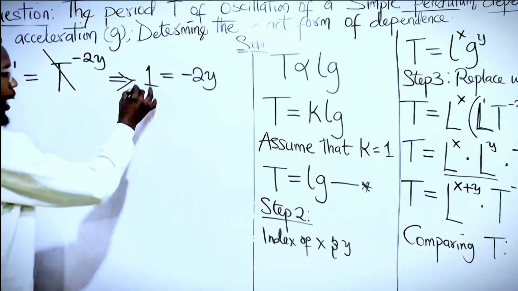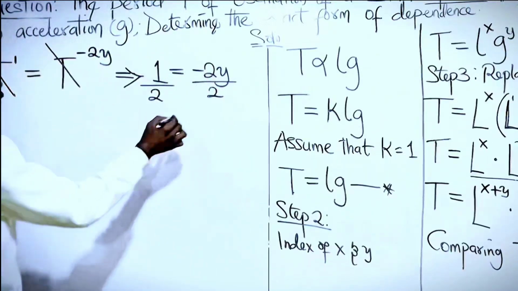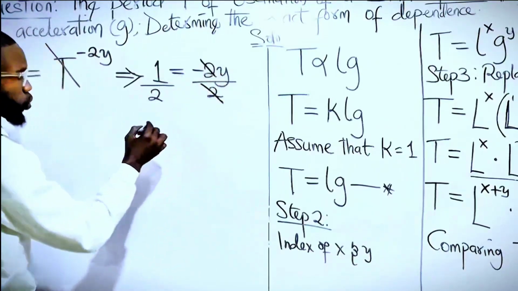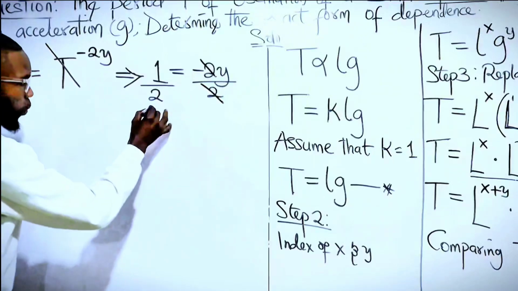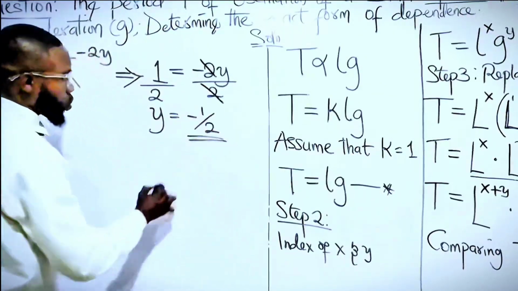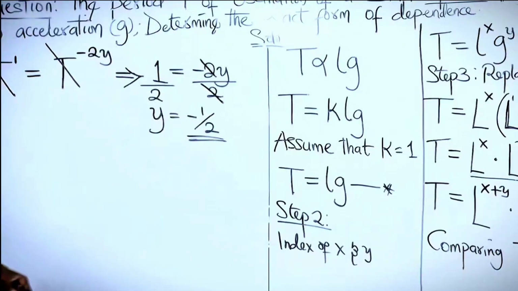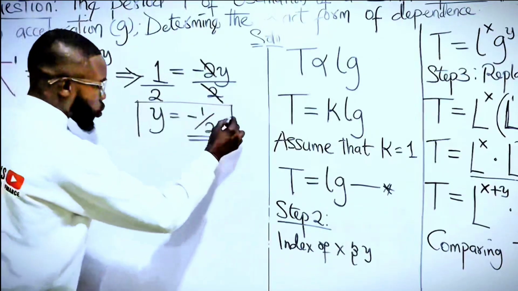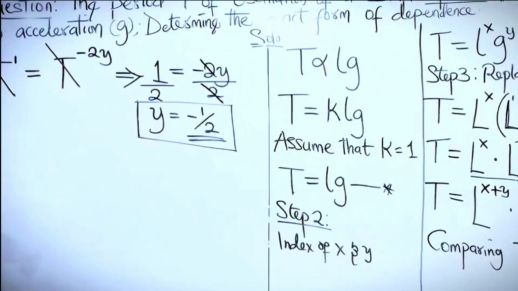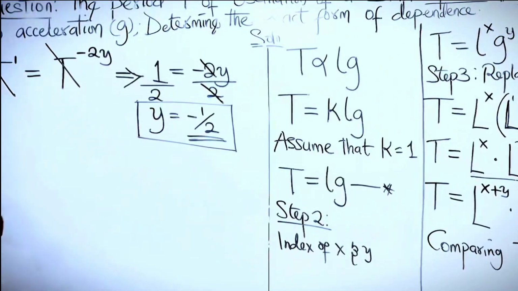So what do I do? I divide both sides by 2, right? Such that if 2 takes off 2, I have y is equal to minus 1 over 2. By switching this one here, if I divide by minus 2, all of them, you should know this by now. It's just simple math, right? So in case you don't know, you can leave it to the comment section. I can re-explain better. So we have the value of y by comparing t, right?